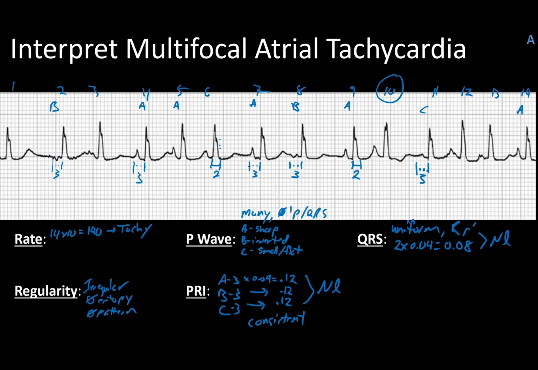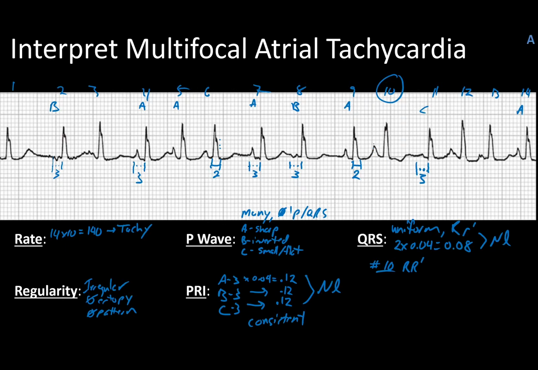So those are normal. Now number 10, if we want to take a closer look at him, we see that he has what's actually R prime, where the second R is taller than the first, which makes it a little bit unique. Now, is that an ectopic beat? Well, it is a little bit early. We can definitely tell that. It's smushed up next to the previous one.